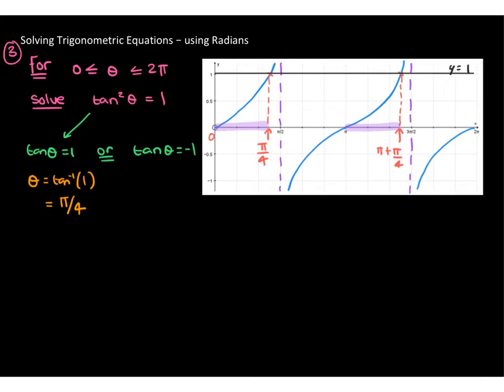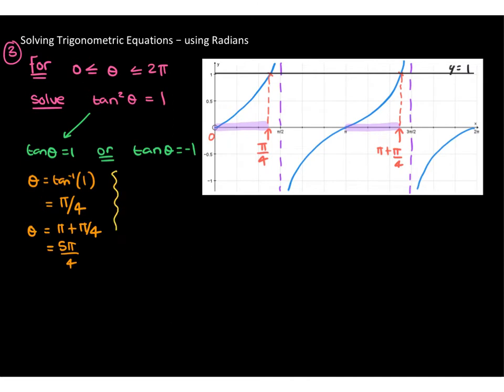So the second answer is pi plus pi by 4, which gives us 5 pi by 4 radians. Now, because my answers are multiples of pi, I don't need to write radians or use the C symbol to indicate that I'm working in radians. It's very clear from the fact that the angles are written as fractions of pi.